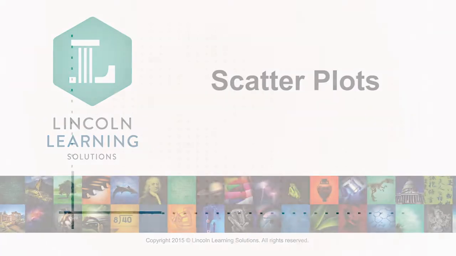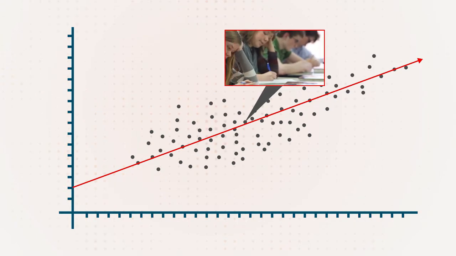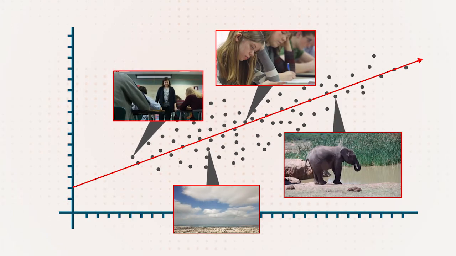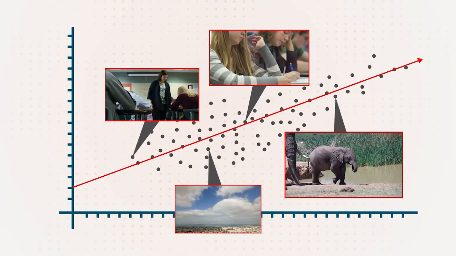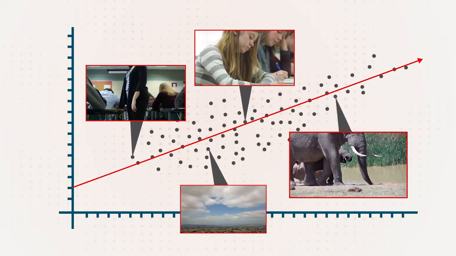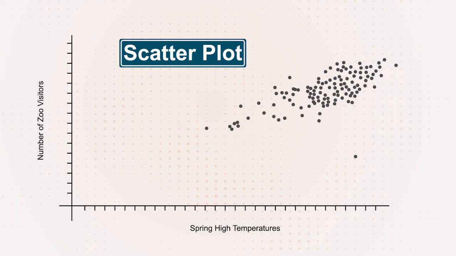Scatter plots are plotted points on a graph that usually show a correlation between two real-life variables, such as hours of study relative to test scores, or temperature versus number of zoo visitors. Once a scatter plot is put together, sometimes events can be predicted based on one variable or another. This is an example of a scatter plot.